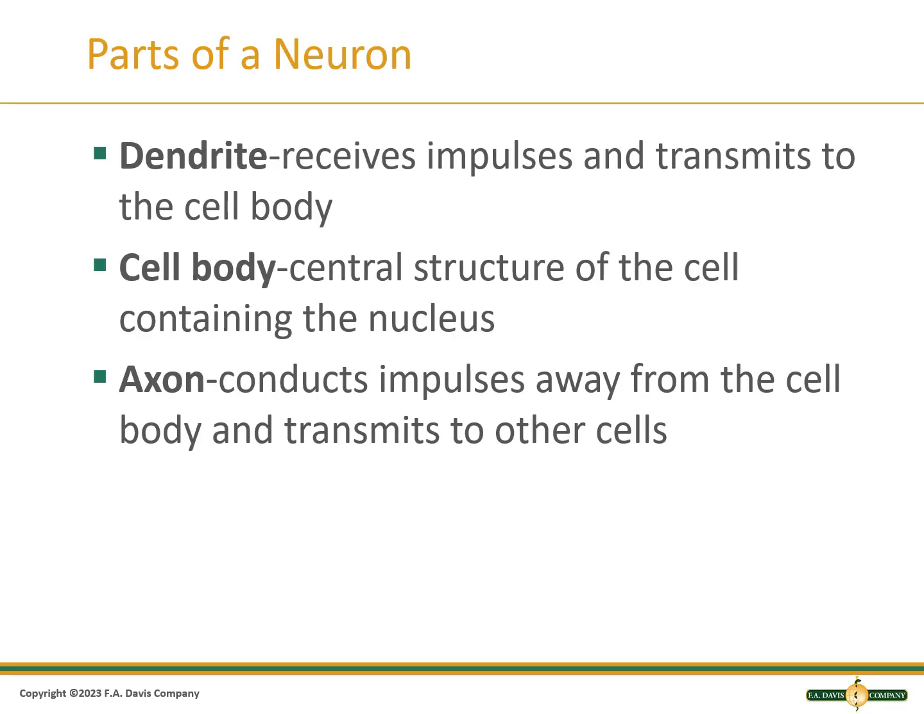Neurons are made up of different parts. The dendrite is the part of the neuron that receives the impulses to transmit to the cell body. At the cell body, which is the central structure of the cell, the impulse is interpreted and a response is generated. And then that response is sent out from the cell body via the axon, which conducts impulses away from the cell body to other cells.